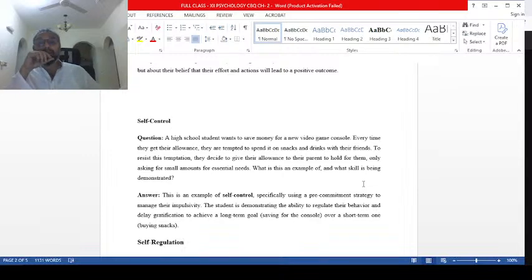So, this is an example of what exactly, you see? It is self control. What exactly is the meaning of self control? Delaying or deferring the gratification of needs for some time period is known as self control. Here, the child is delaying their need, like buying snacks and drinks, and saving the money for a future purpose. That clearly indicates self control.